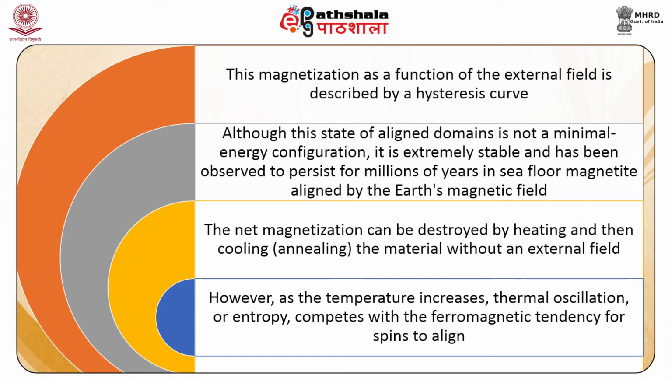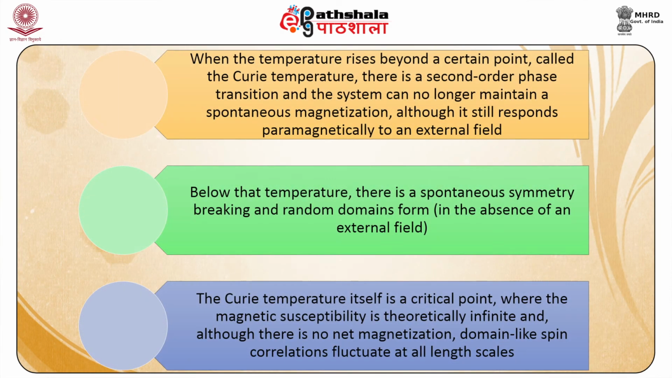However, as the temperature increases, thermal oscillation or entropy competes with the ferromagnetic tendency for spins to align. When the temperature rises beyond a certain point, called the Curie temperature, there is a second order phase transition and the system can no longer maintain a spontaneous magnetization, although it still responds paramagnetically to an external field.